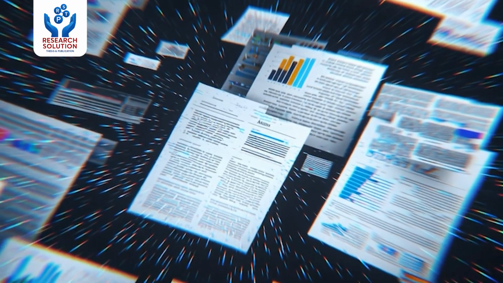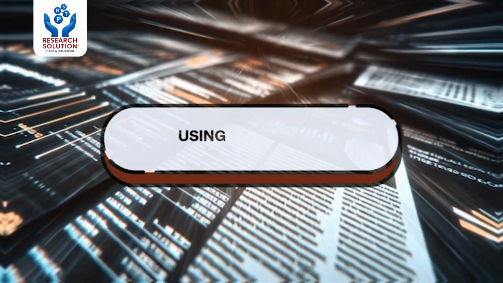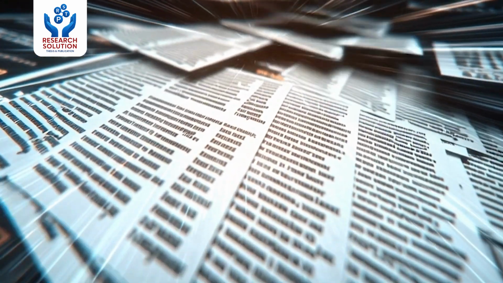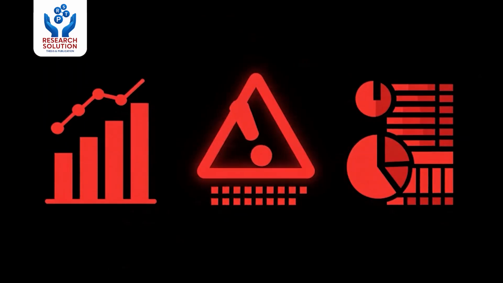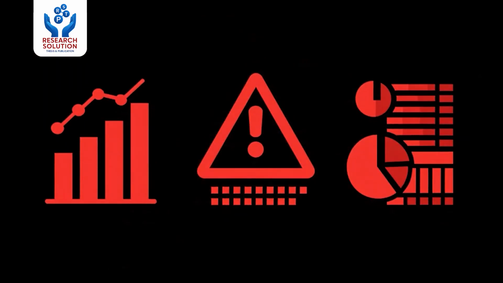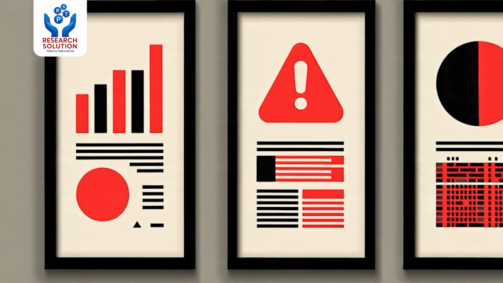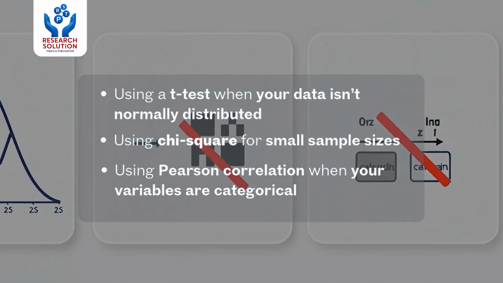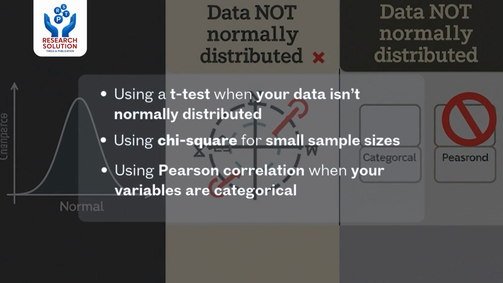Today we are talking about one of the most common research mistakes, using the wrong statistical tests. This single error can completely invalidate your results. Let's break it down. Choosing the wrong statistical test means applying a test that doesn't match your data type or study objective. For example, using a t-test when your data isn't normally distributed, using chi-square for small sample sizes, or using Pearson correlation when your variables are categorical.